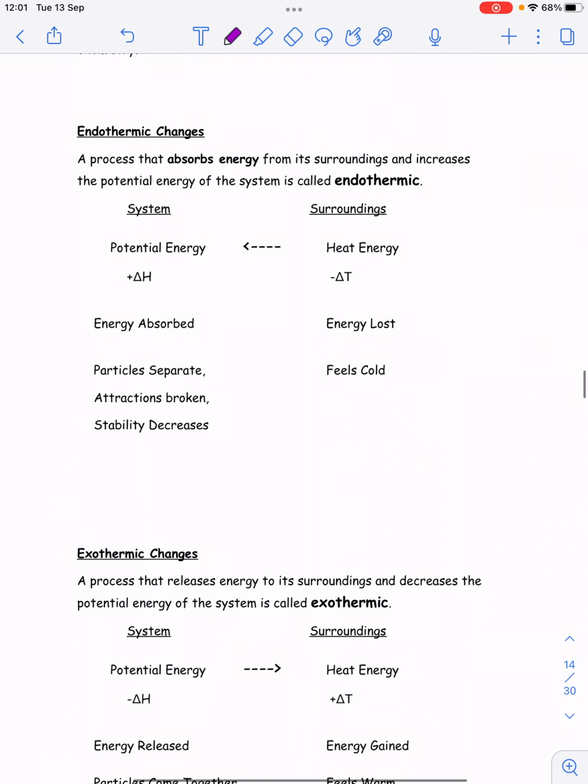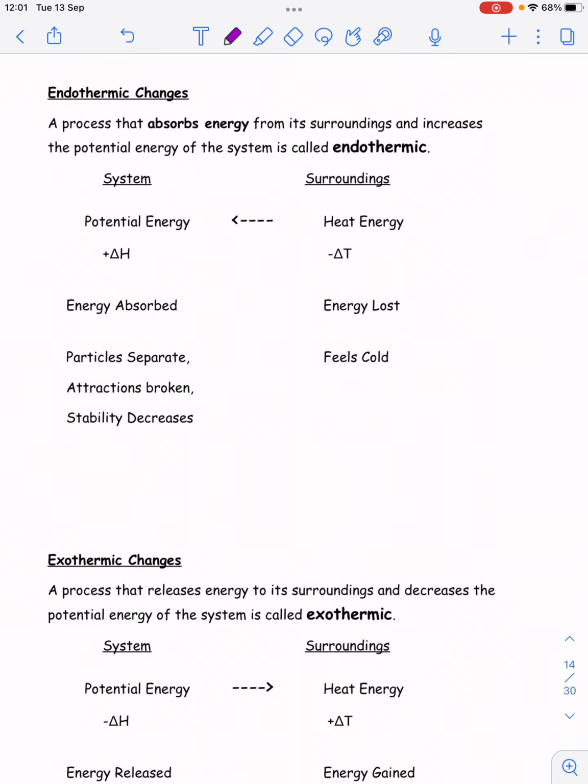Okay, so endothermic changes and exothermic changes. An endothermic change is when a process absorbs energy from the surroundings, and therefore, where does that energy go? It goes to the potential energy of the system, whatever system we're looking at, whether it's a chemical change or a physical change. So in an endothermic process, you have heat energy transferring from the surroundings into our system, so into our chemicals usually, into our particles. And so that means that the particles are gaining potential energy, but it's at the expense of the energy of the surroundings. So the surroundings lose energy.